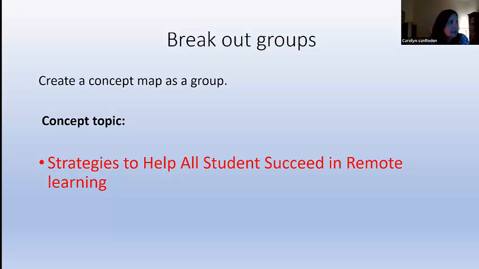What I want you to do is think about strategies, and that's what you're going to put as your concept, strategies to help students. So you can just write strategies in the center. How do we help our students succeed in this remote learning? What are the things that we can do? So with your breakout group, you are going to come up with a concept map. Melissa, if you want to give us about 10 minutes once you put us in the breakout group, bring us back. That would be great.